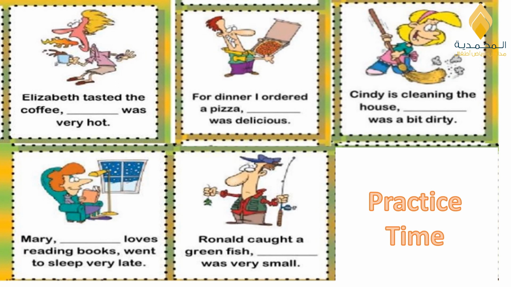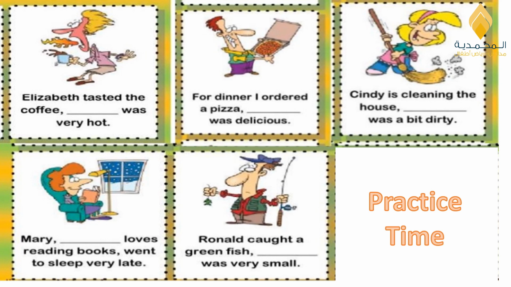Picture number 2. For dinner, I ordered a pizza was delicious. And here also we can use the relative pronoun which because we are talking about pizza. Number 3. Candy is cleaning the house was a bit dirty. Also here we can use the relative pronoun which because we're referring it to the house.